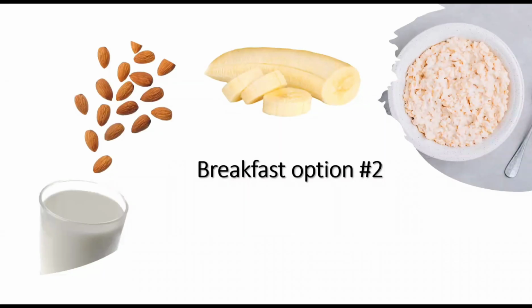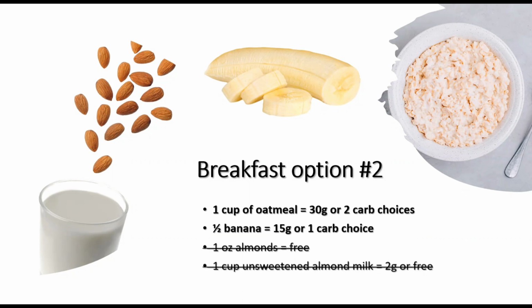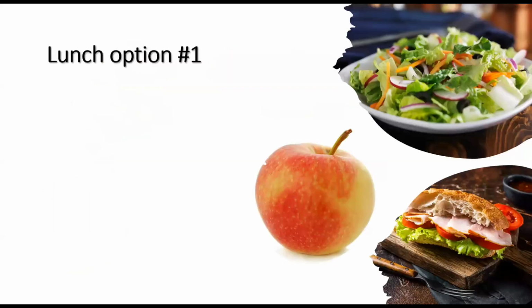Breakfast choice number 2 consists of 1 cup of oatmeal, half a banana, 1 ounce of almonds, and 1 cup of unsweetened almond milk. It is important to mention that the 1 cup of oatmeal is already cooked. It gives you 30 grams of carbohydrates or 2 carb choices. The half a banana contains about 15 grams of carbohydrates or 1 carb choice. The almonds are not a carbohydrate, so they're free. The 1 cup of unsweetened almond milk is about 2 grams of carbohydrates, which is free. This meal is about 45 grams of carbohydrates in total.